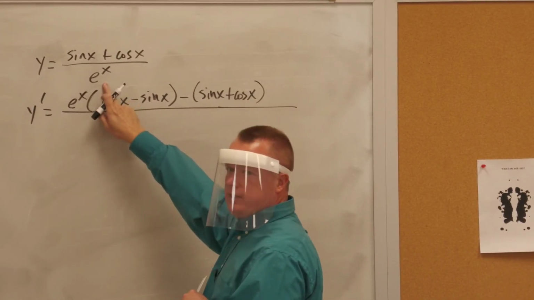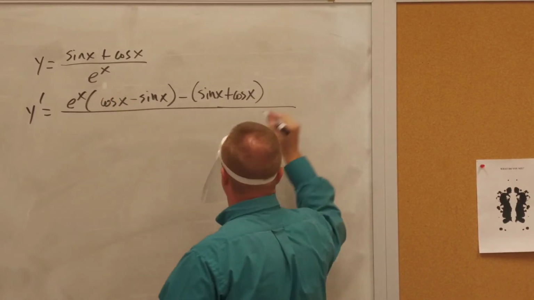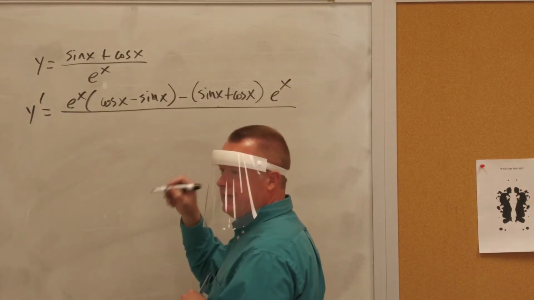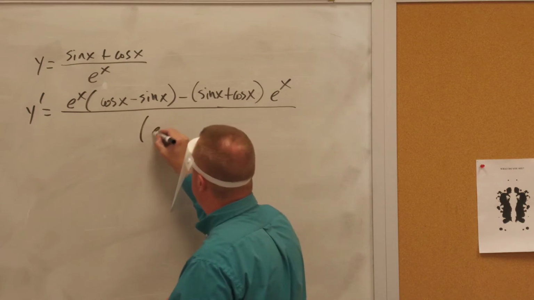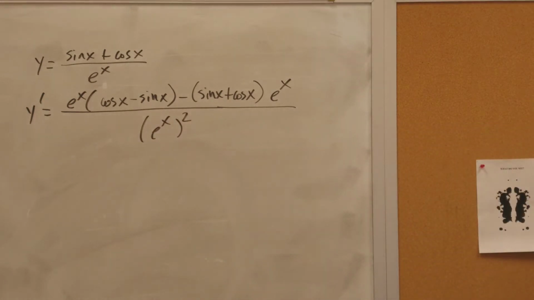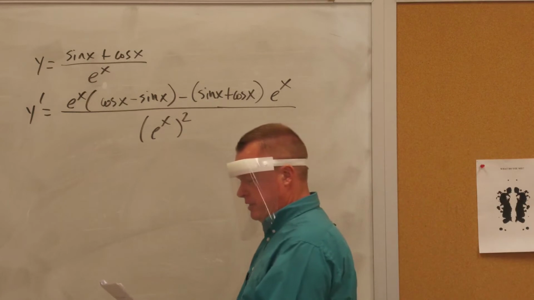What is the derivative of e to the x? E to the x. Over the bottom squared. So if I square e to the x, I'll go ahead and write it out. I just say x times 2 there, right? Multiply the exponents. Okay. This should just take a little bit of reducing, I think.